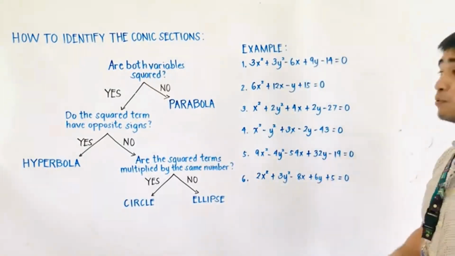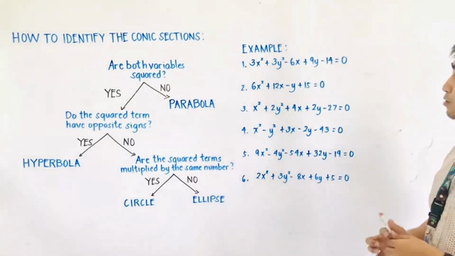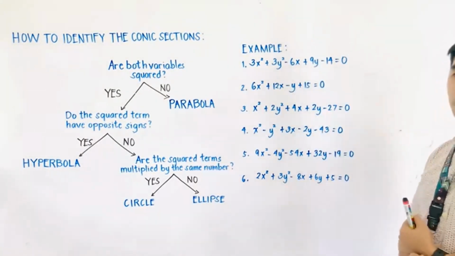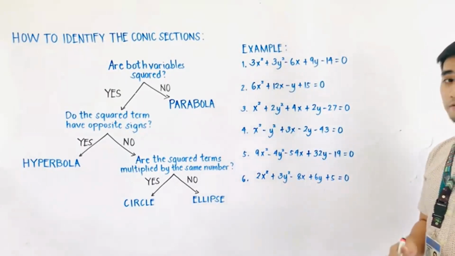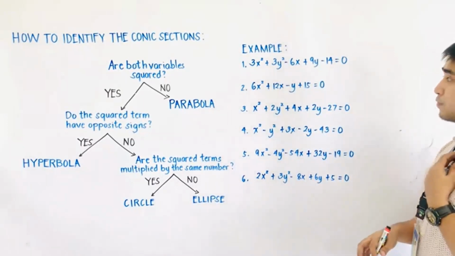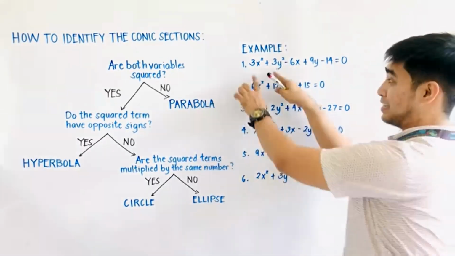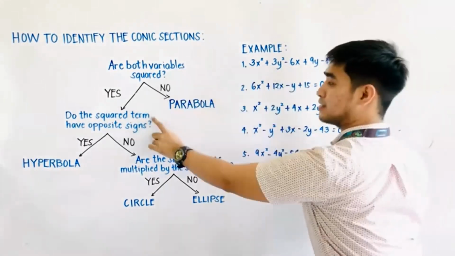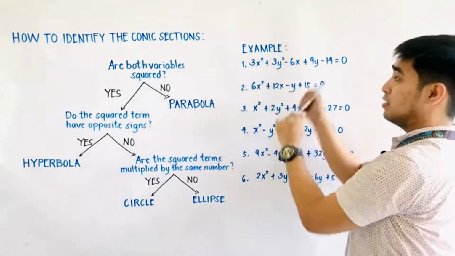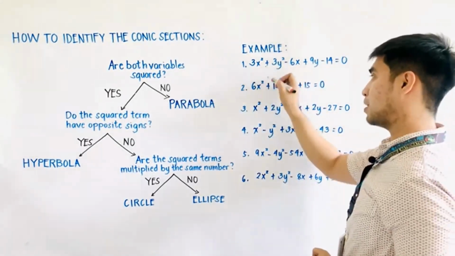Example number 1, we have 3x squared plus 3y squared minus 6x plus 9y minus 14 is equal to 0. So these are general equations of the conic sections. Are both variables squared? Yes. Okay, so if yes, let's continue with the second question. Do the squared terms have opposite signs? No, because they are both positive.